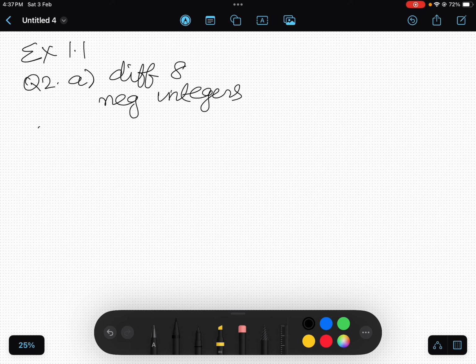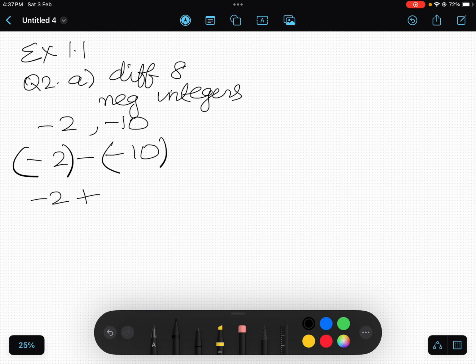So let's take minus 2 and minus 10. Let's check it out. So minus 2, they told difference. So put a minus sign and then minus 10. Put it in brackets. So minus into minus is plus. So minus 2 plus 10, again use brackets.